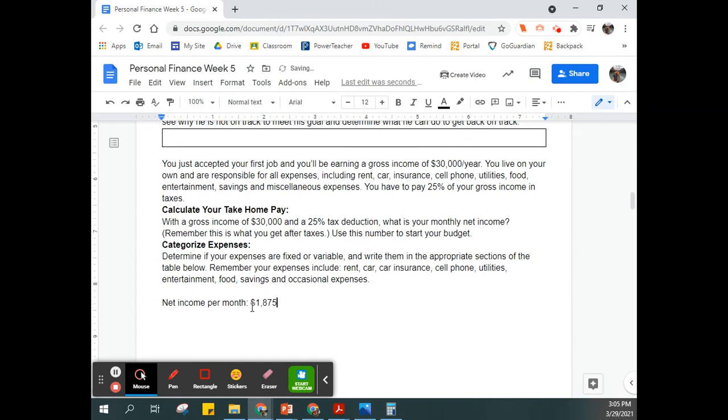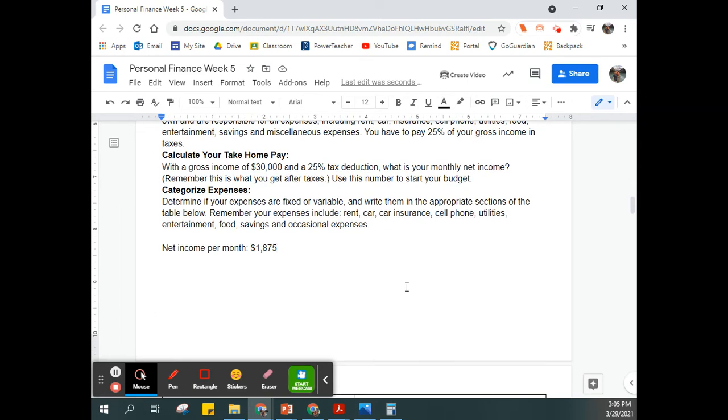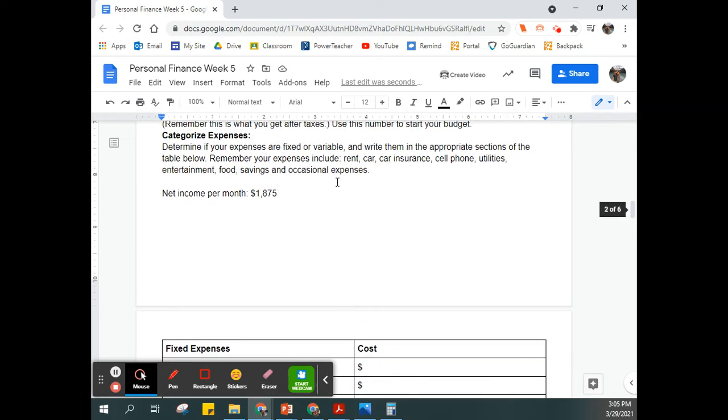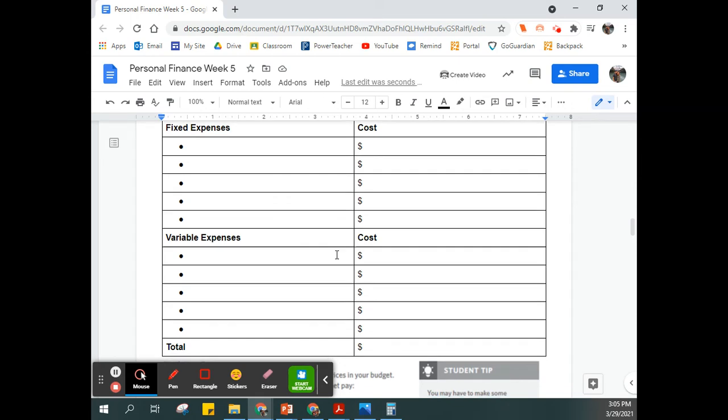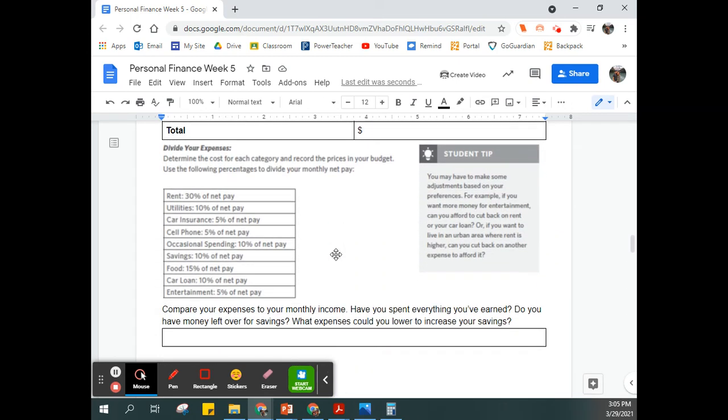All right. Now, determine if your expenses are fixed or variable and write them in the appropriate sectors of the table below. Remember, your expenses include rent, car insurance, cell phone, utilities, entertainment, food, savings, and occasional spending. So you are going to take these things right here: rent, car insurance, cell phone, utilities, entertainment, food, savings, and occasional spending, and you're going to put them into here using this table right here.